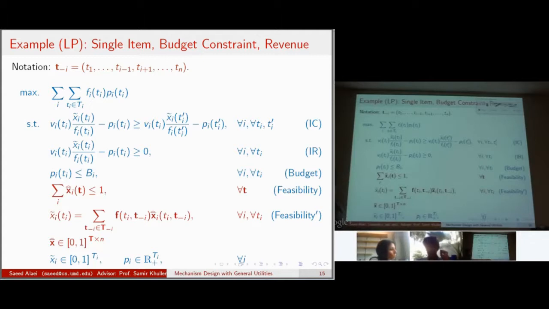Can you explain the F_i(t_i) one more time? F_i(t_i) is the probability of agent i having type t_i. So that is the expected revenue.